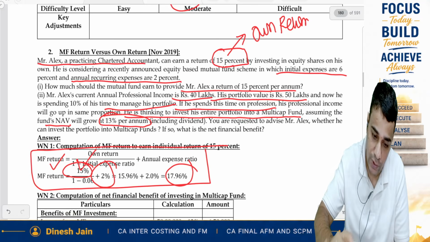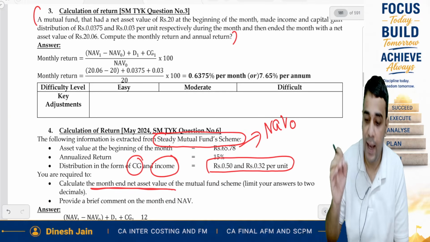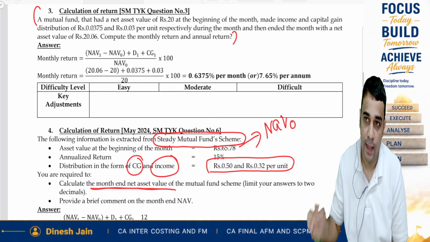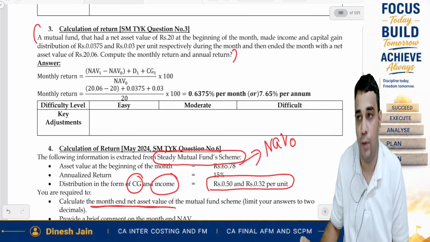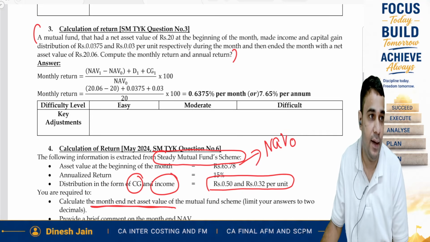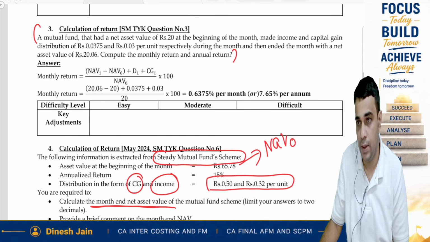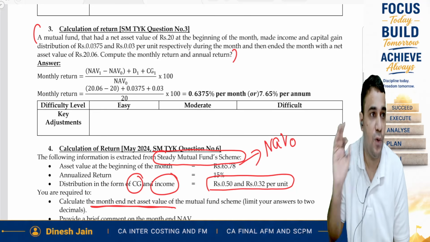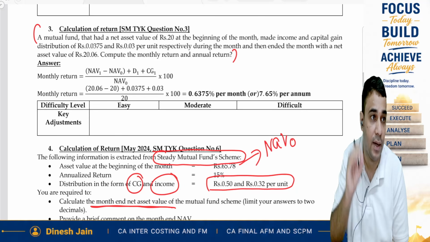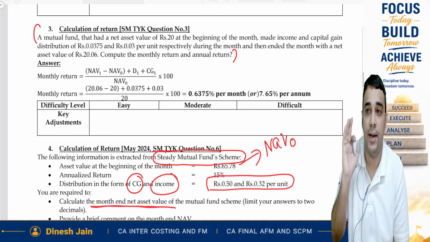Okay, coming back to this question. I have the NAV 0. I need the NAV 1. Month end NAV is called NAV 1. I have NAV 0 in the question. I have D1 in the question. I have CG1 in the question. And I need which number? NAV 1. That's the number I'm trying to search here.